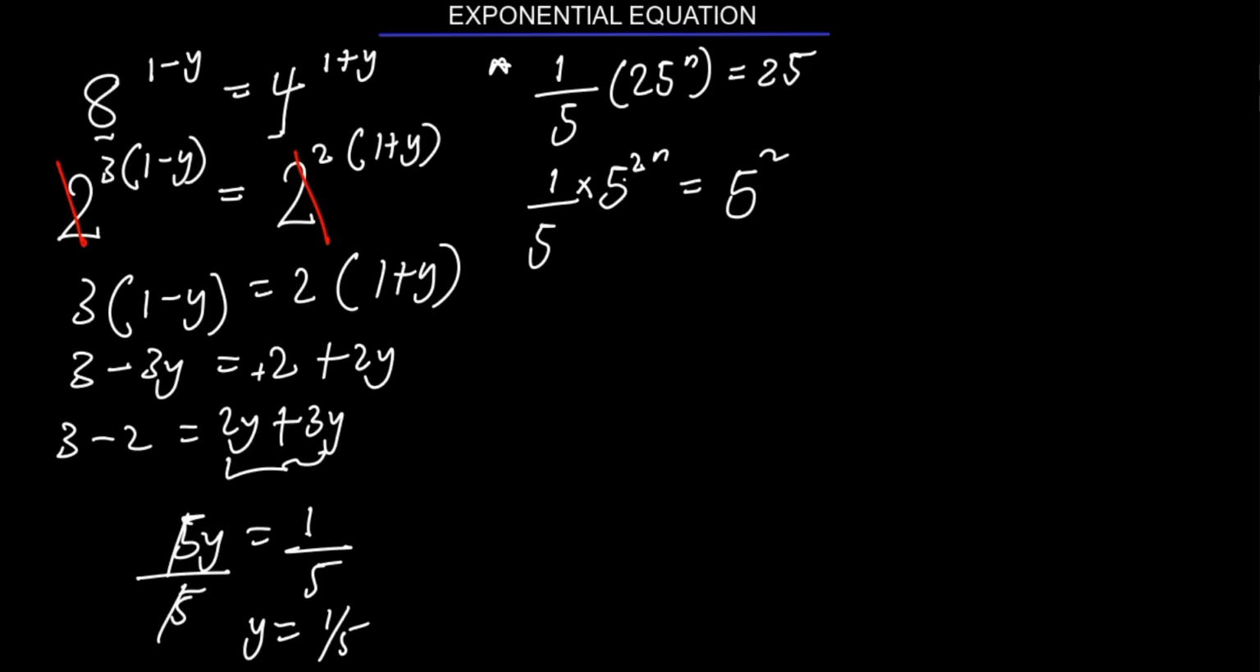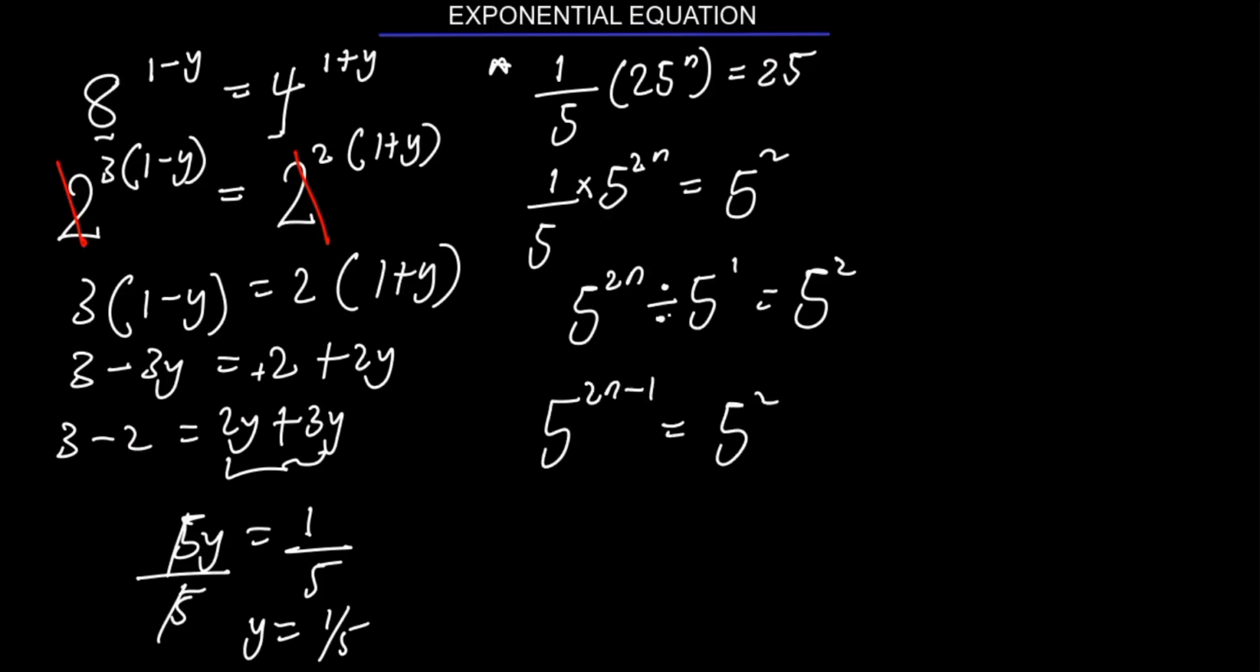So what I'm having here, if you check it out, you will see that I can write this as 5 to the power of 2n divided by 5 to the power of 1, because these are denominators, so it's dividing that. So equal to 5 to the power of 2. So this division, I will subtract the powers according to the law of indices. I have the same base and I'm having division, so I'll take one of the base and minus the power. Since I have the same base, I'll cancel it out, so I'll have 2n minus 1 equal to 2.